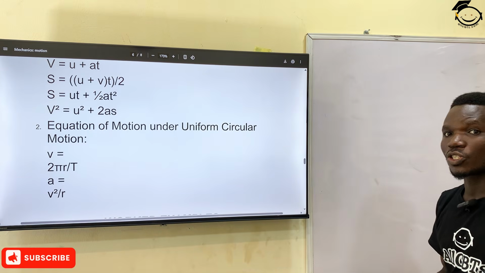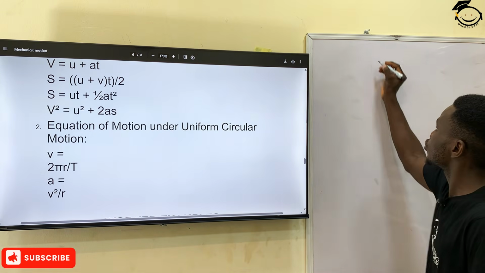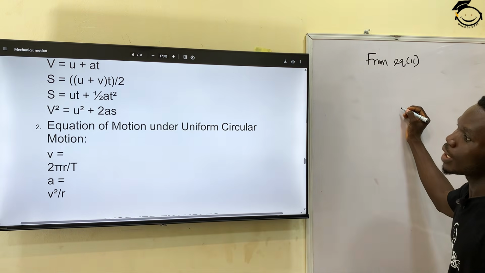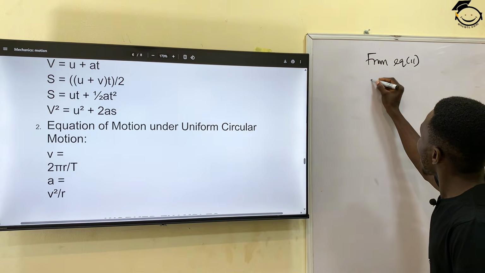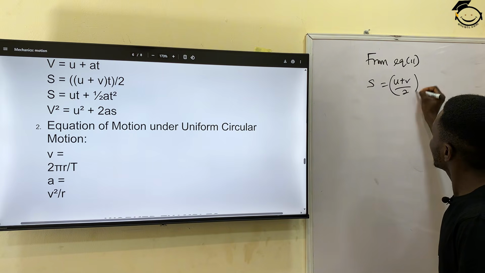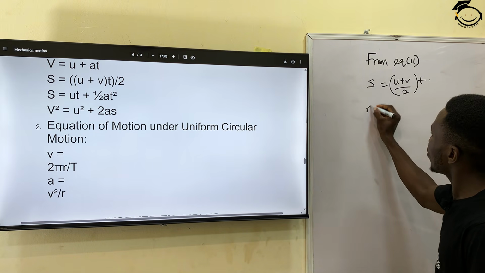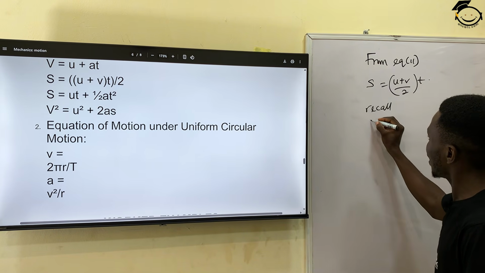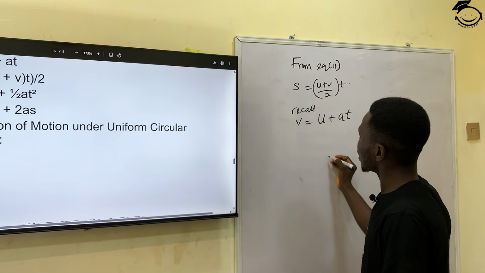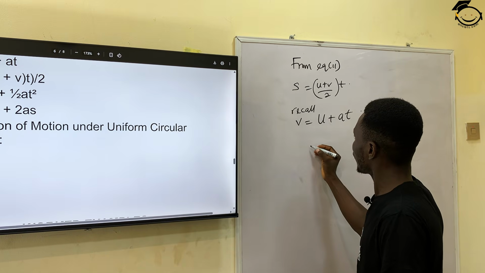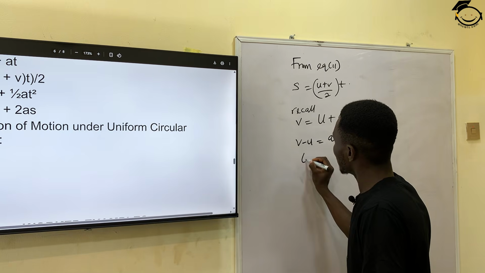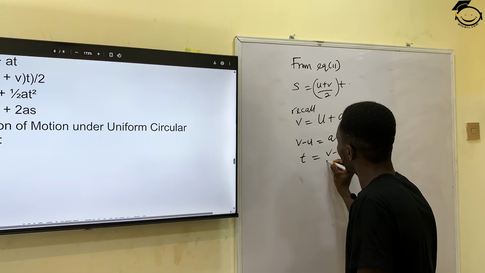Our equation 4 was derived from equation 2. So from equation 2, we can tell that our distance is equal to (u plus v) divided by 2, in bracket t. And we recall that we said earlier that v is equal to u plus at. So if I make t the subject of the formula, I'll have v minus u is equal to at, meaning that my t is equal to (v minus u) over a.